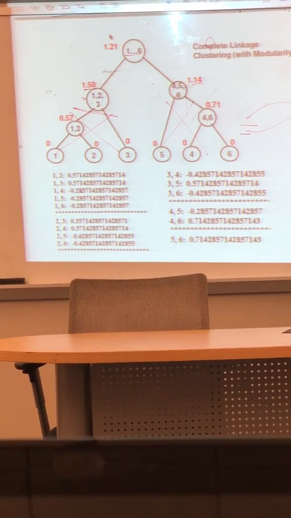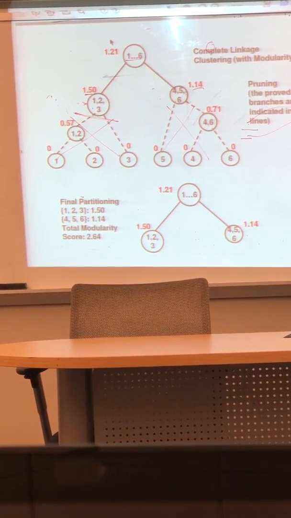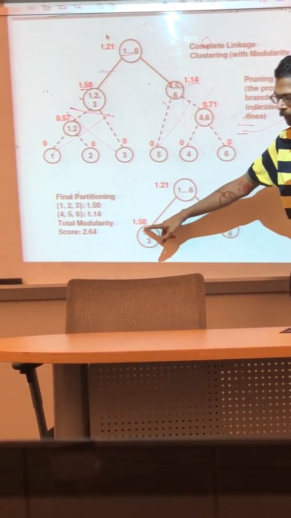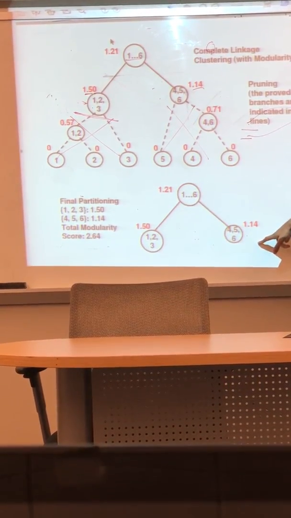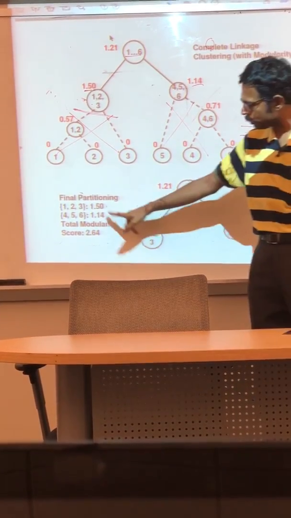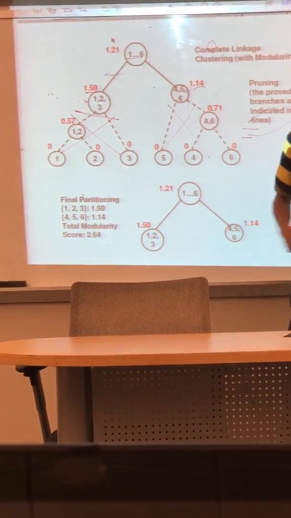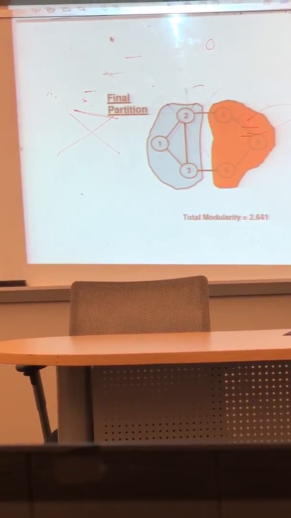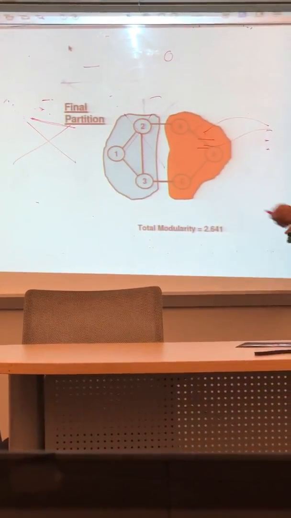So we can show something like this. This is the final partitioning. The sum of the modularity scores of the final communities is 1.50 plus 1.14, so it's 2.64. It's the total modularity score. Okay? And you can also show something like this.